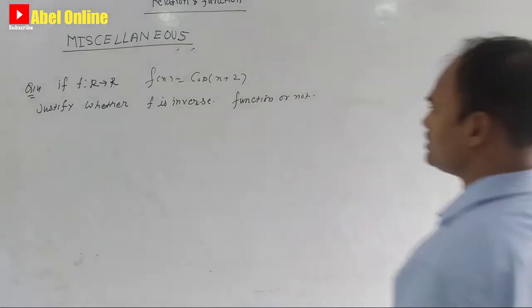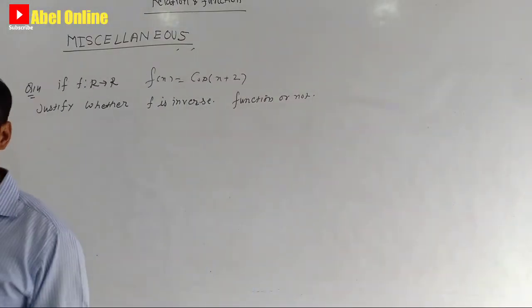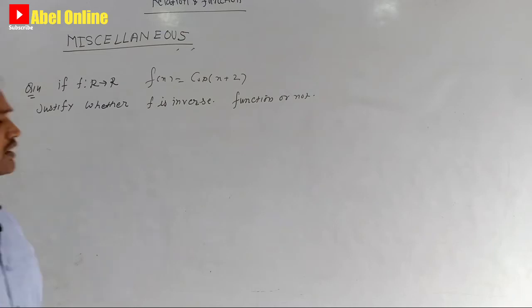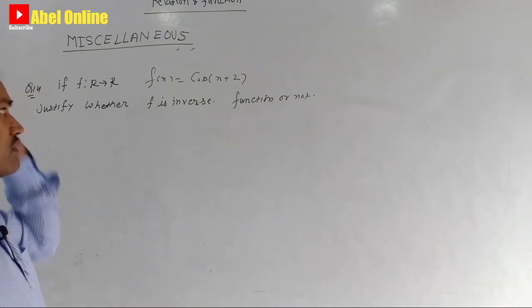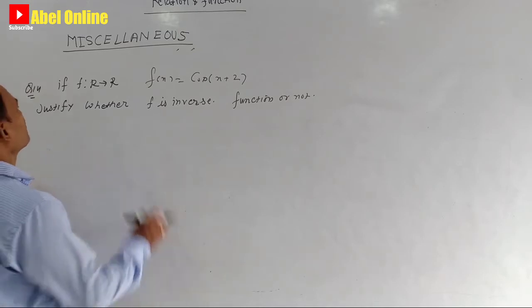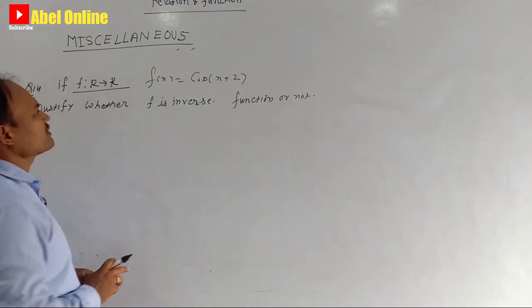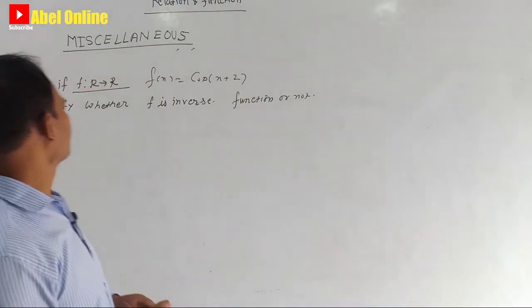One more question in the examples looks like this question. I hope I have completed this type of question also, I think. But this is in miscellaneous, so we are going to solve it again. It's not a problem to solve this question. Okay, so we are saying that f is from R to R, f(x) equals cos x plus 2, and we just have to justify whether f is invertible or not.